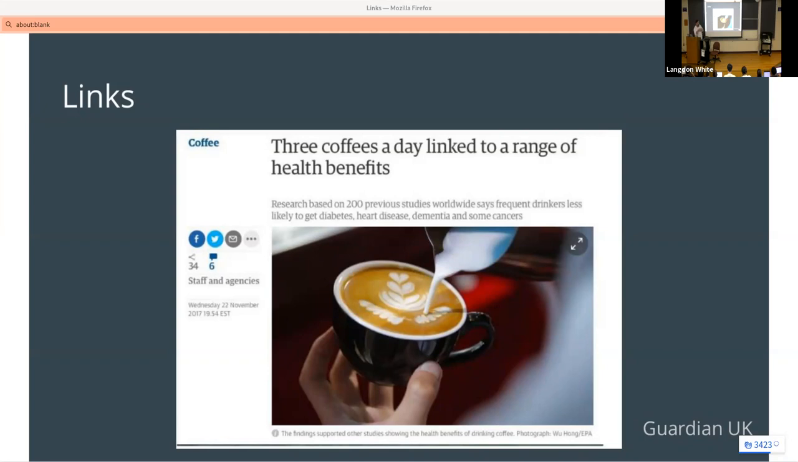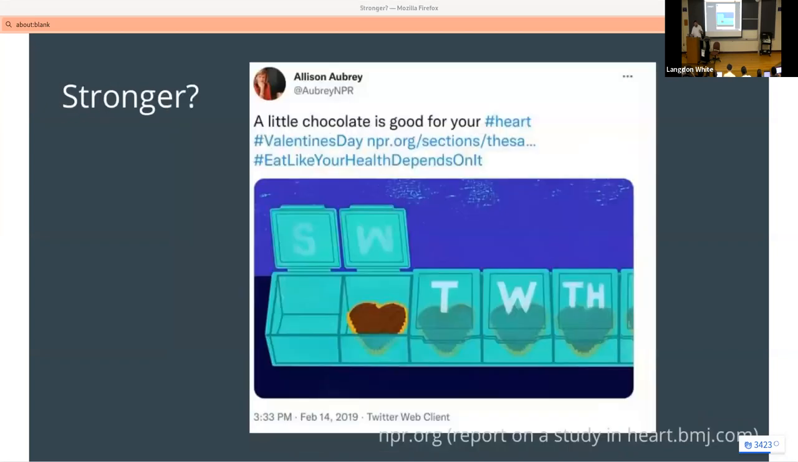And what we have to do then is control for other kinds of variables, right? All right. So what about this one? Do you think this is a stronger relationship than the prior one?